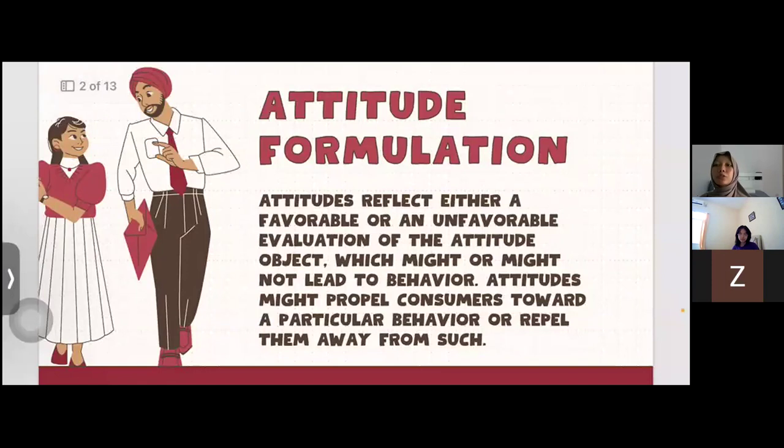So, consumer attitude formation. Attitudes reflect a favorable or an unfavorable evaluation of the attitude object, which might or might not lead to behavior. Attitudes might propel consumers toward a particular behavior or propel them away from such.